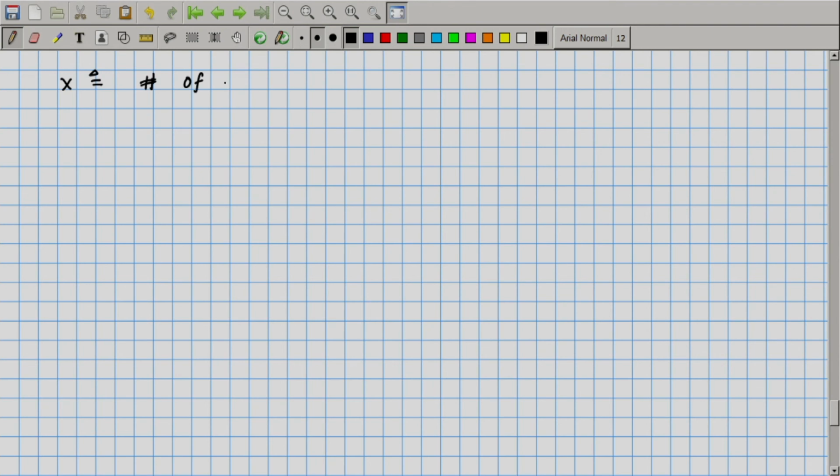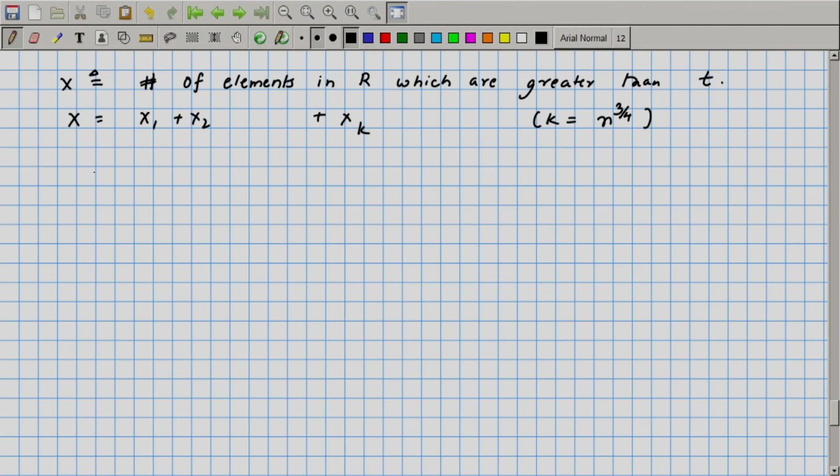So, x is the number of elements in R which are greater than t. So, x we will write as x 1 plus x 2 plus ... plus x k, where k is equal to n raised to 3 by 4, and any x i is equal to 1 if the ith sample is greater than t, and this is equal to 0 otherwise.